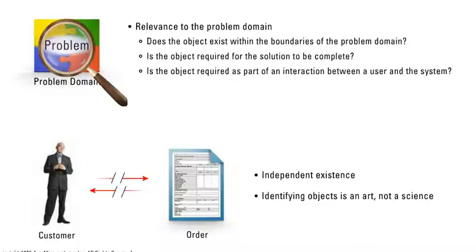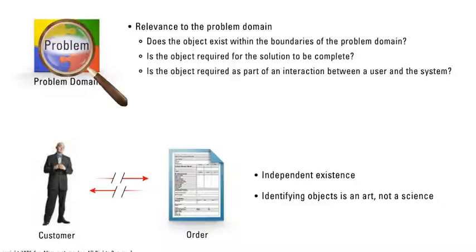Once you have these candidate objects that you've picked out, that you think are appropriate, you must start to ask yourself, are these objects relevant to my problem domain? Are they in my scope or out of scope? Here are some questions you can ask yourself. Does the object exist within the boundaries of the problem domain? For instance, in our direct clothing example, a shirt object seems to, whereas a truck object doesn't seem to fit.